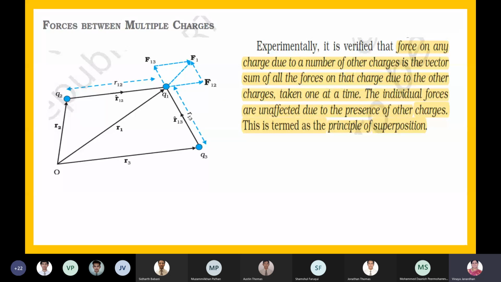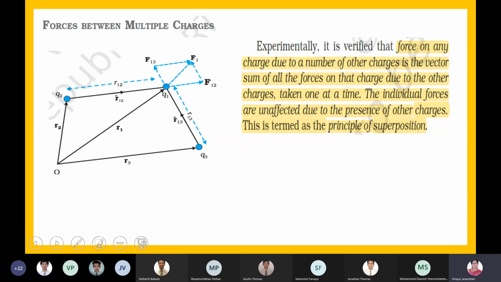Heading is force between multiple charges. Then you write the heading, principle of superposition. Now you write: force on any charge due to a number of other charges is the vector sum. Do we draw the diagram? Diagram later on, boys. Just write the principle of superposition. Then we'll go for the diagram.